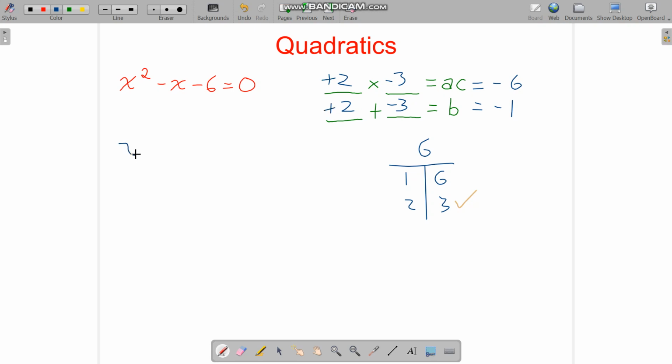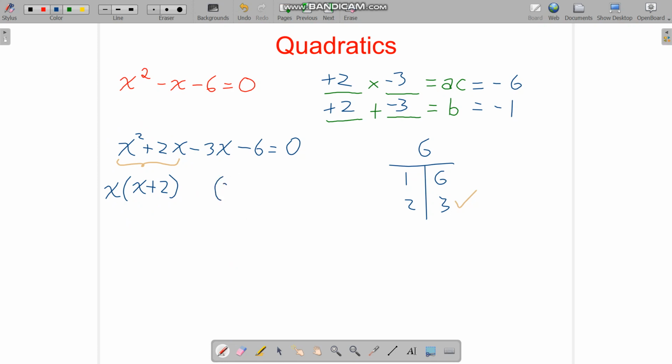Now we split the minus x into plus 2x minus 3x minus 6 equals 0. As you can see, this is still minus x. Actually, we're not changing anything. And then we factor out from the first two terms, we can factor out x. So x times x plus 2. If you multiply x times x, you get x squared. x times 2, you get 2x. You're not changing anything.